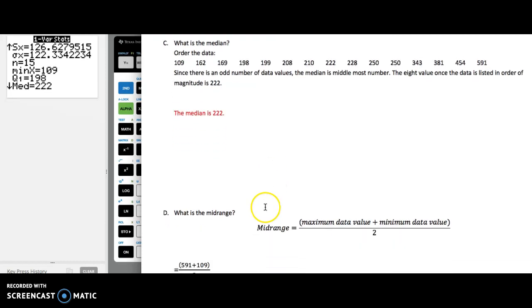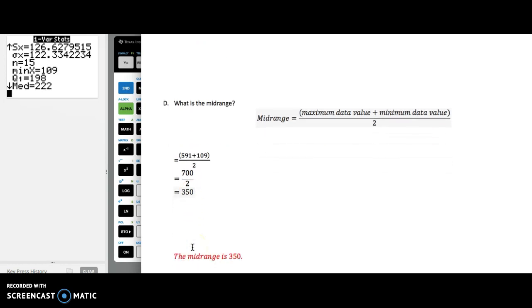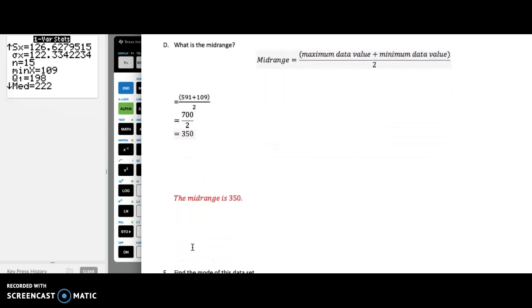What is the mid-range? Well, for the mid-range, you add up the maximum data value plus the minimum. Take that sum and divide by 2. So the maximum number of meat products sold was 591, plus the minimum number sold was 109. Take that sum, which is 700, divide by 2. You end up with 350, which is the mid-range of the data set.